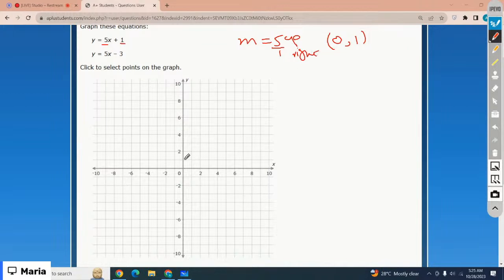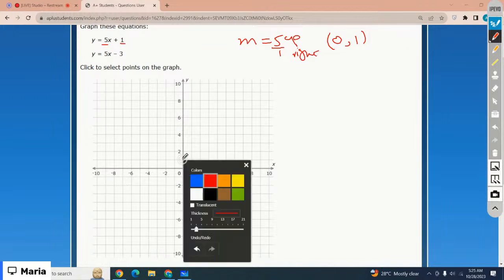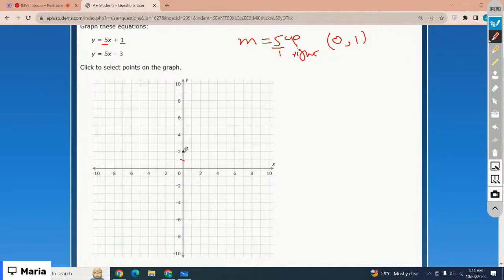So x equals 0, y equals 1. This is the point, the y-intercept. Now move up 5 points, 1, 2, 3, 4, 5, and 1 right. Here is the other point, right? Just join these 2 points and make a line.